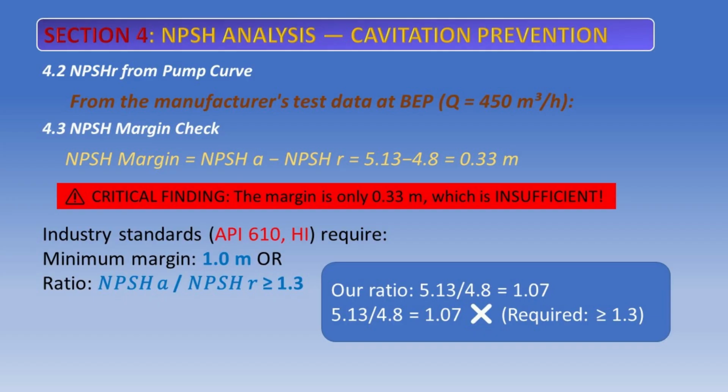Both API 610 and the Hydraulic Institute standards require a minimum margin of 1 meter, or a ratio of NPSHA to NPSHR of at least 1.3. Our ratio is a failing 1.07. With such a low margin, we are at very high risk of cavitation. This can cause noise, vibration, and rapid impeller damage, leading to pump failure. We must take corrective action.